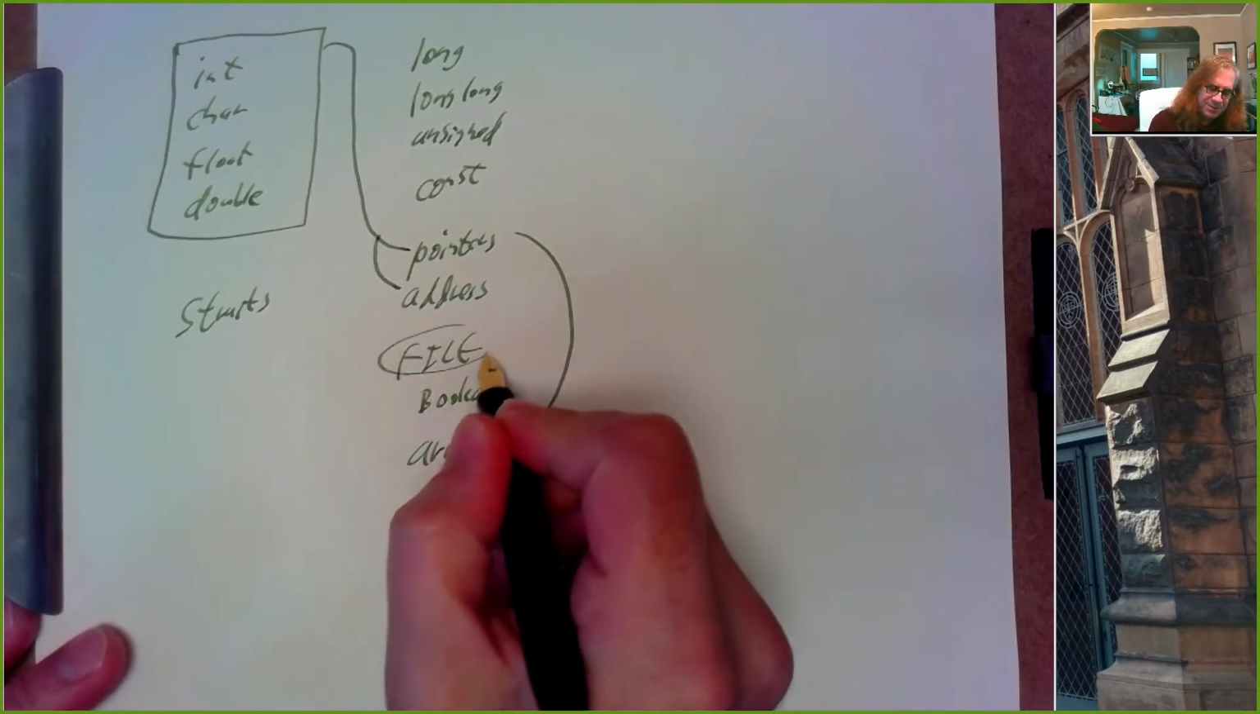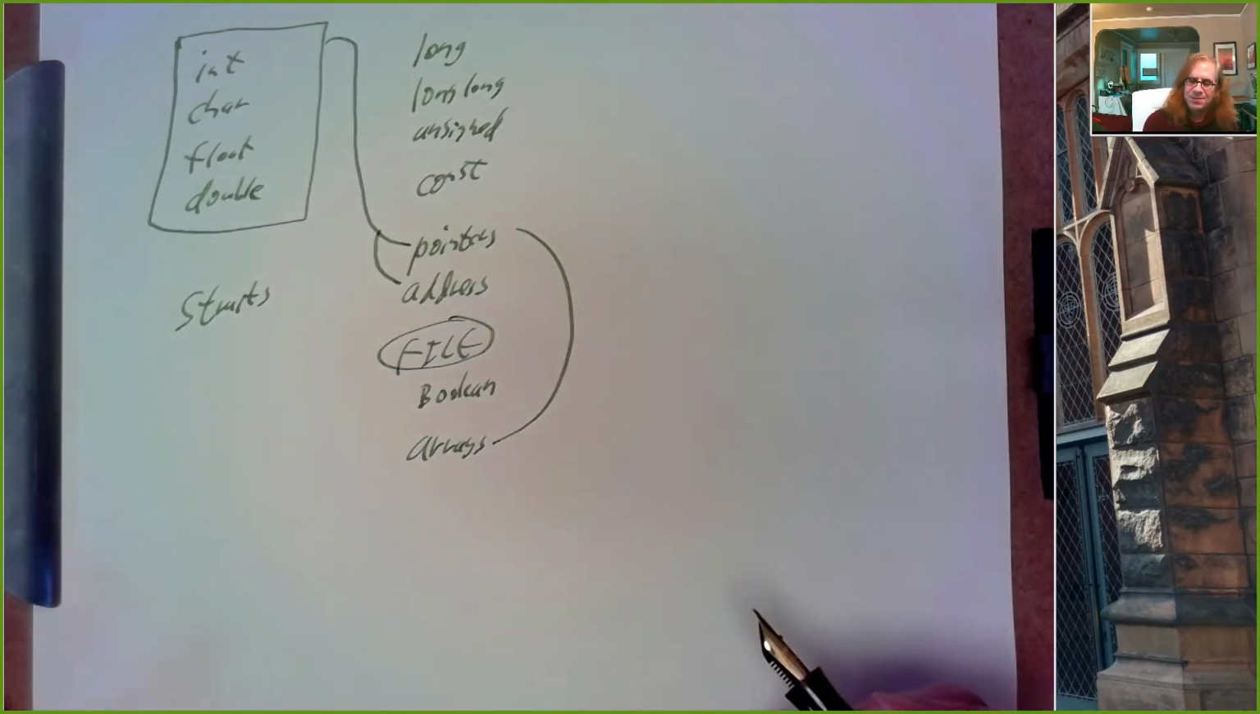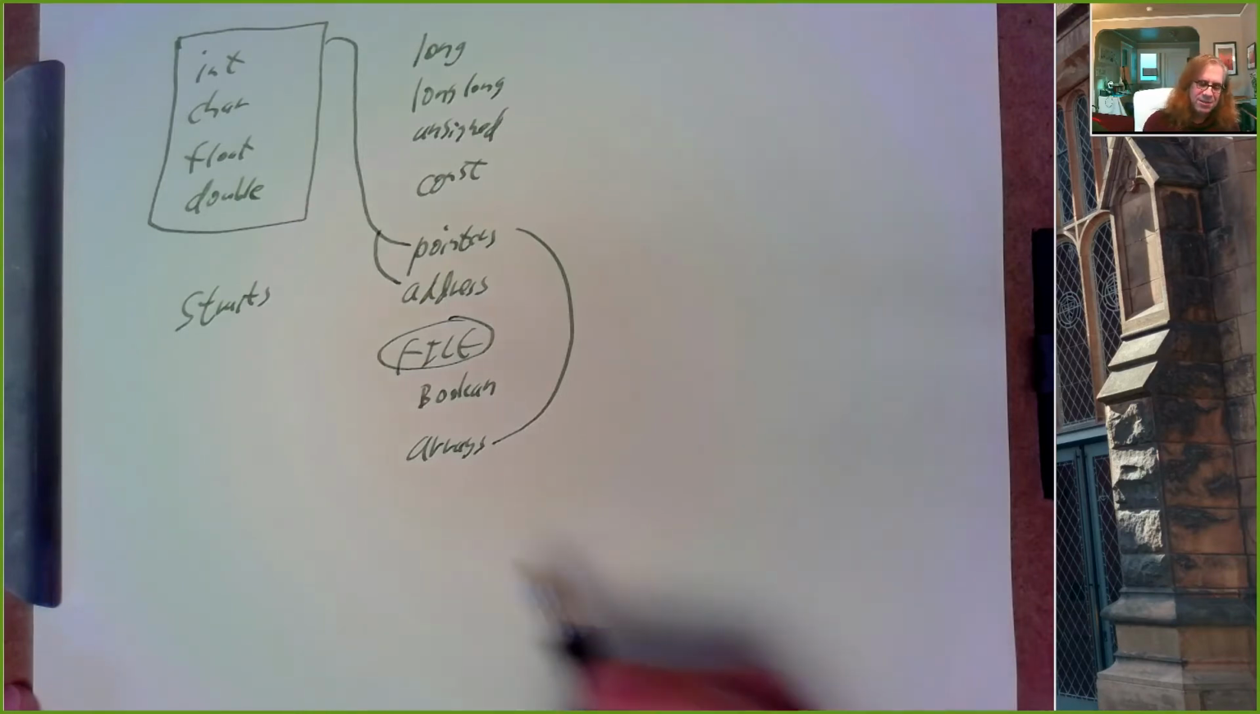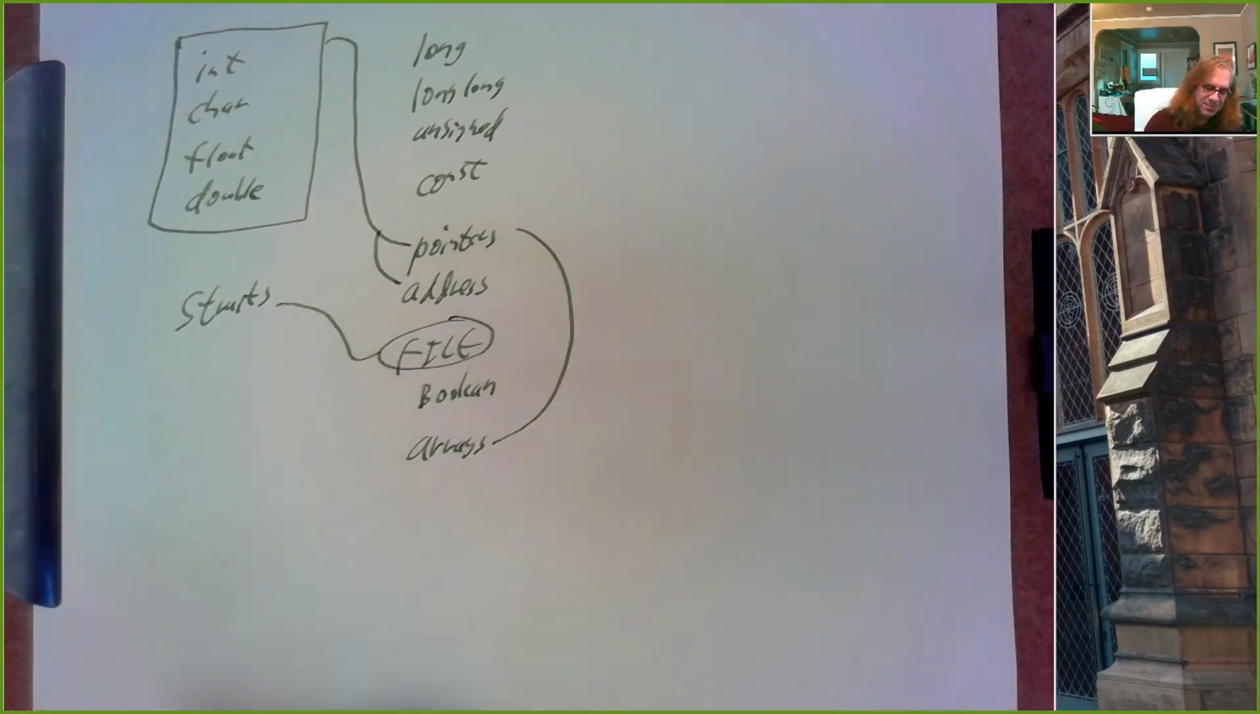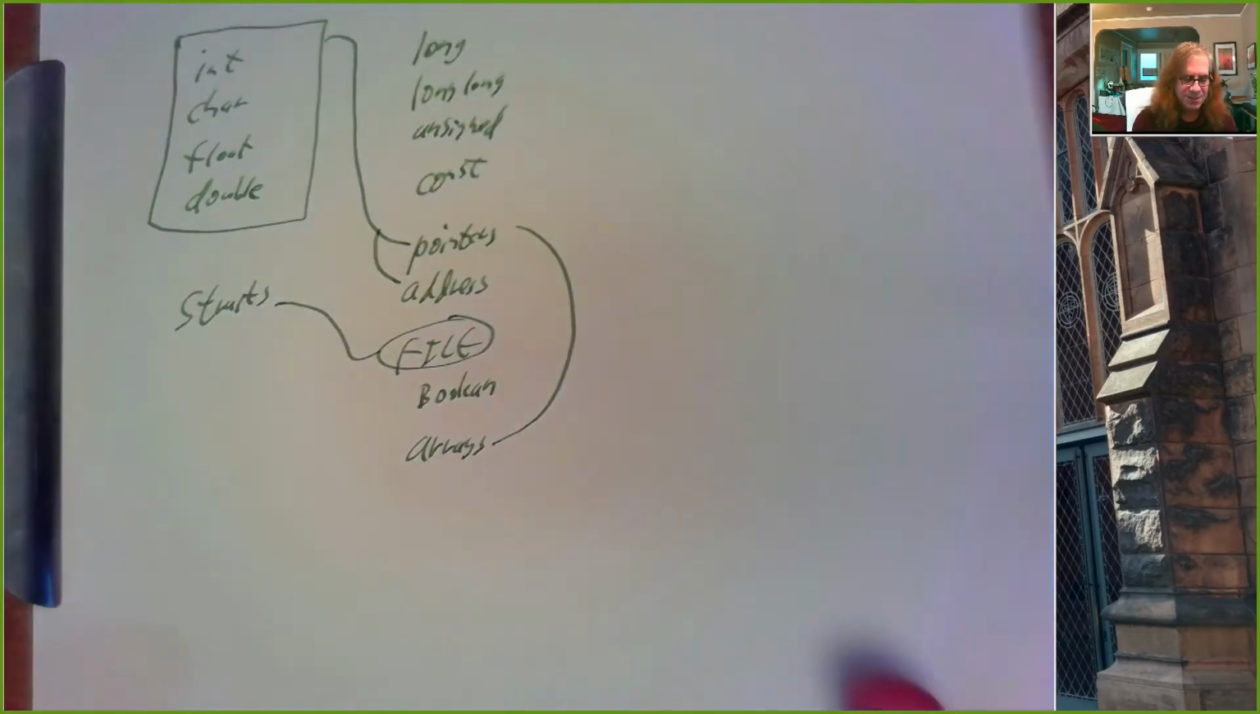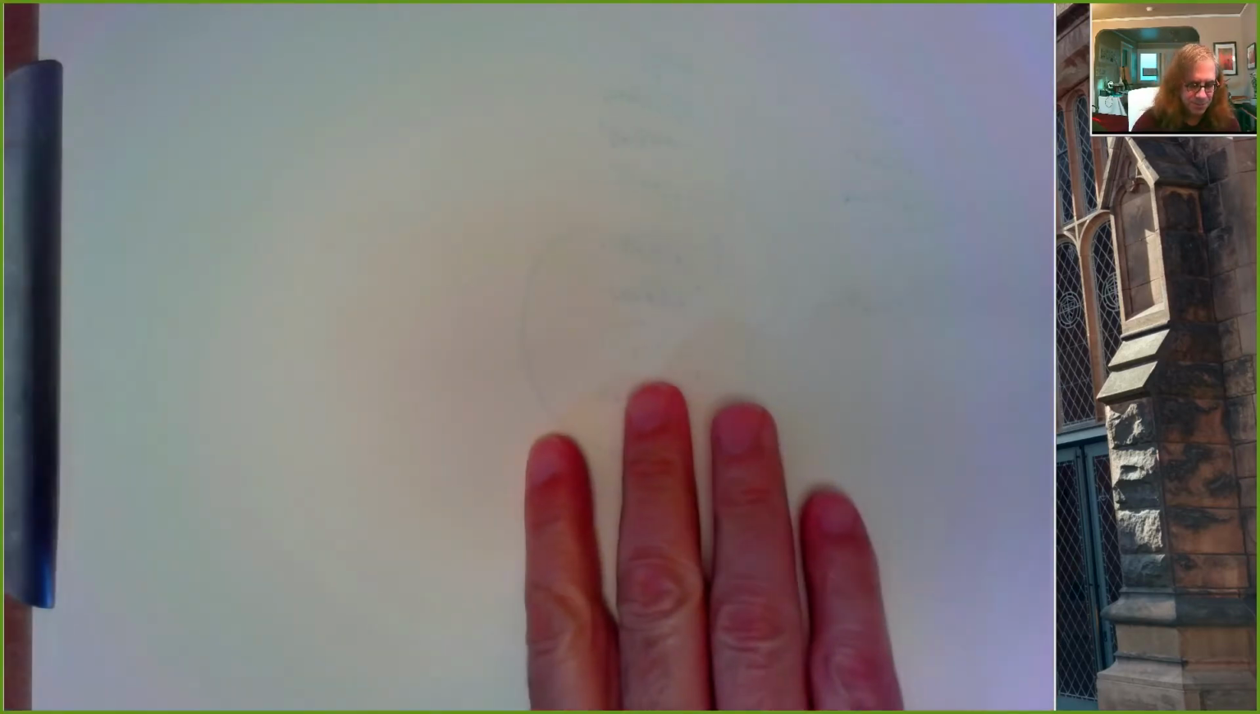File is not a built-in type in C. It's a composite type that's actually going to be an example of a structure. So let's just start with these four basic types: integers, characters, floats, doubles. And let's think about memory on a computer. So, memory organization.